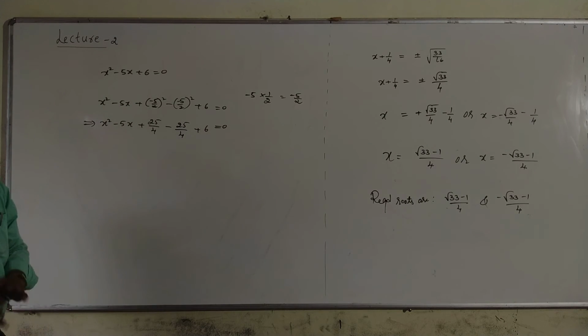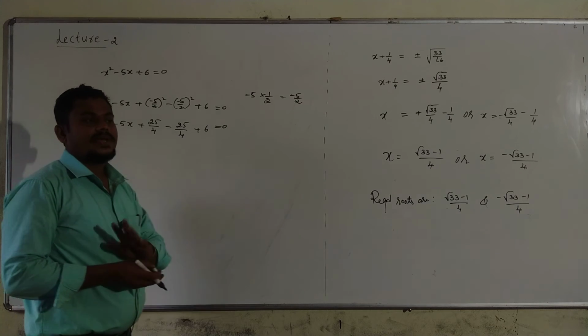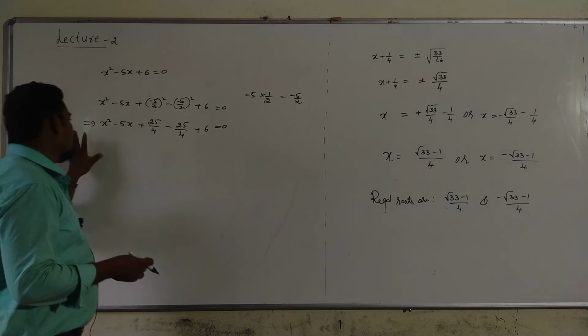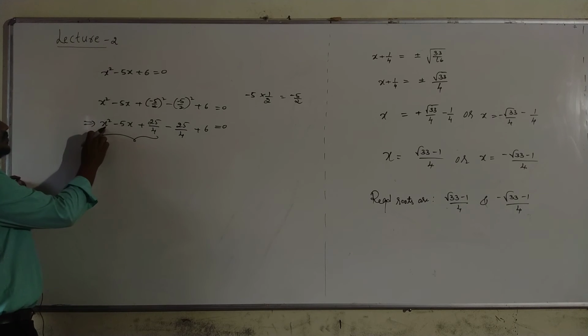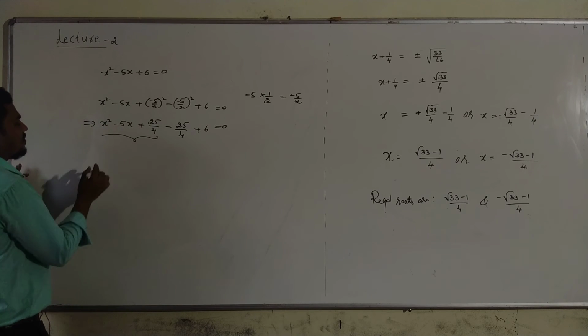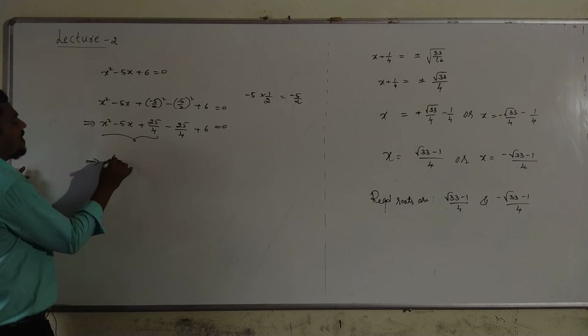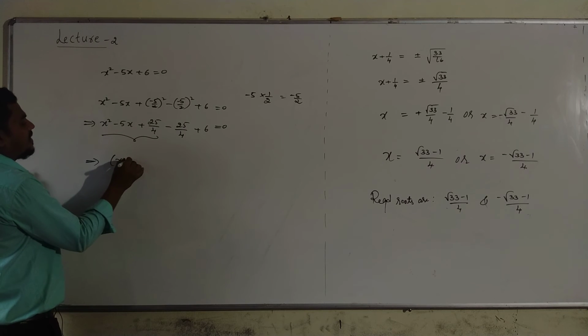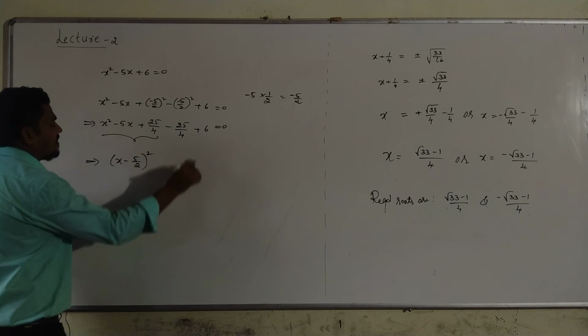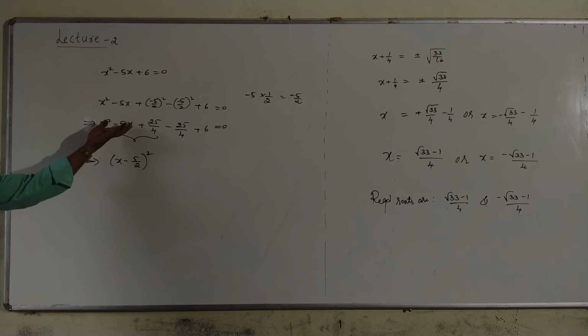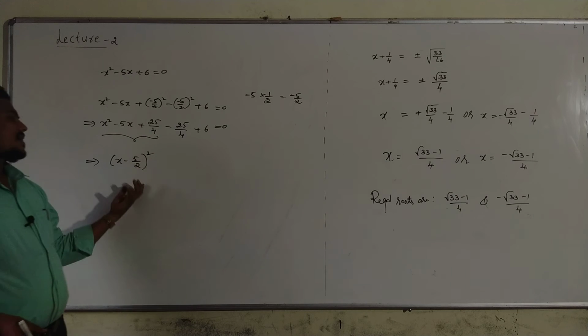It is the method of solving quadratic equation by completing square. Now look at the first three terms. Clearly it is like a square minus 2ab plus b square, means it is expansion of (a minus b) whole square. Means it is expansion of (x minus 5 by 2) whole square.